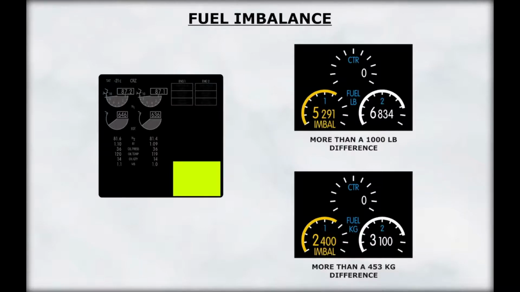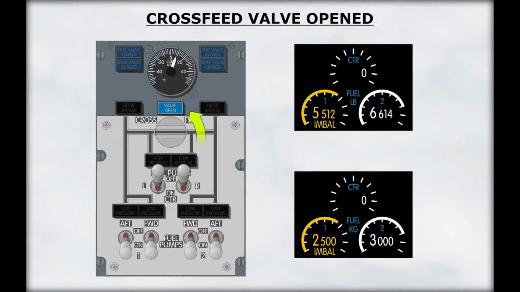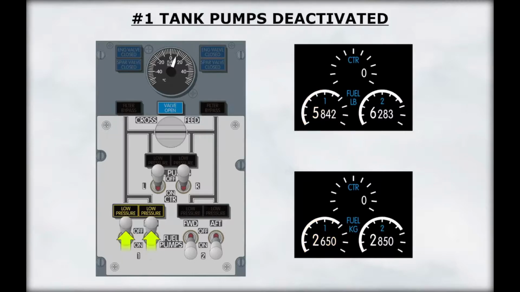We will now go over the procedure to correct a fuel imbalance. An imbalance condition can be corrected by opening the crossfeed valve. The valve open light will illuminate brightly and then will immediately dim, indicating that the crossfeed valve is open. Next, the pumps in the tank with the lowest quantity are turned off. The low pressure lights will illuminate. The fuel pumps in the tank with the highest quantity are now supplying both engines.